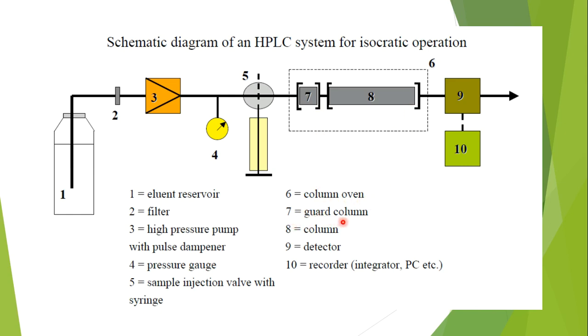Now this seventh number is the guard column, which protects our analytical column from any impurities, particulated impurities present in our sample. Eighth number is the actual column, true column or analytical column, in which the separation of various sample components takes place. Then ninth number is the detector, which detects our sample qualitatively and quantitatively. And 10th number is the recorder, which is an integrator or PC or personal computer, where we obtain our data.